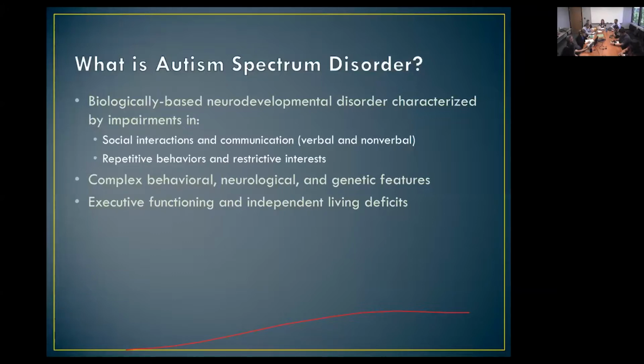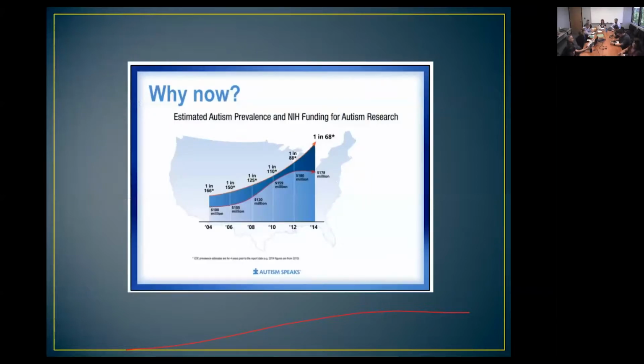Oftentimes patients and their families don't know what's causing autism spectrum. Okay, so why is this important? Well, Autism Speaks, which is a huge advocacy group for autism spectrum, has put together this data in combination with the National Institute for Health, looking at the prevalence and how it's changed over the years, even from as early as 2004. So it was about an estimated one person in 166 to now, in around 2014, it was 1 in 68.